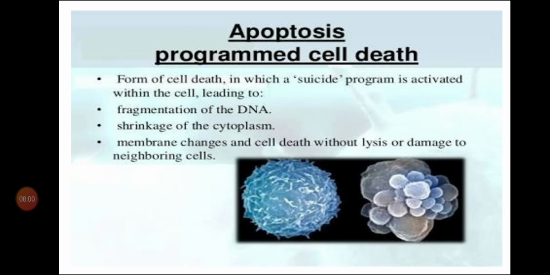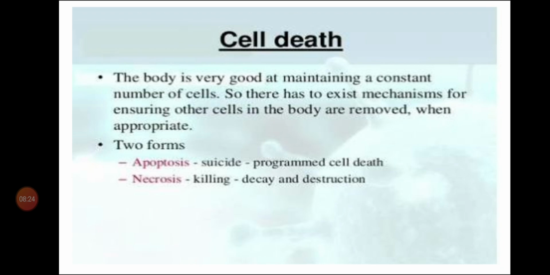Apoptosis means programmed cell death. It is a form of cell death in which a suicide program is activated within the cell, leading to the fragmentation of DNA, shrinkage of the cytoplasm, membrane changes and cell death without lysis or damage to neighboring cells. Okay. And the next part is necrosis, what does it mean? Decay or destruction of the unwanted cells.